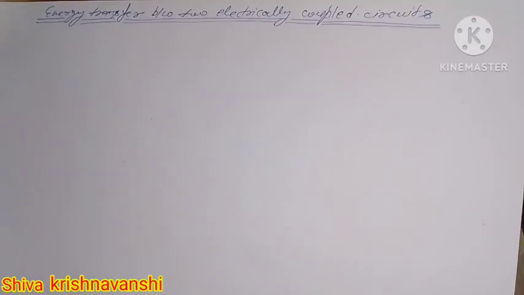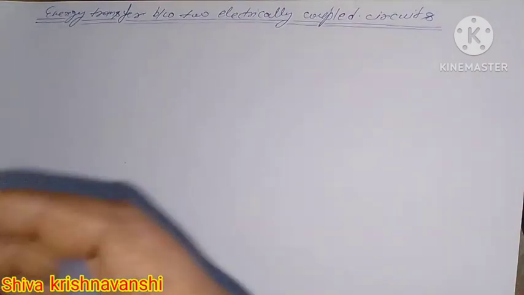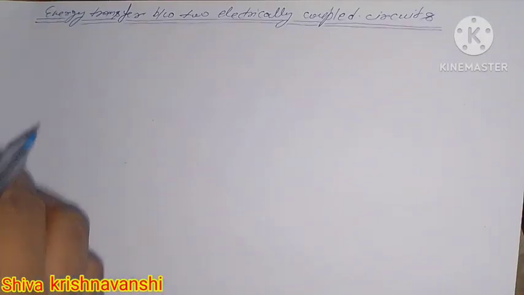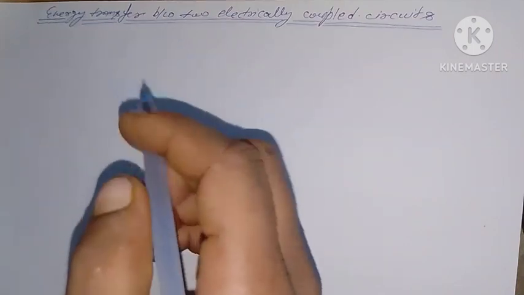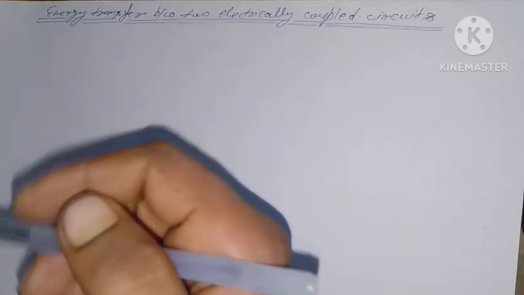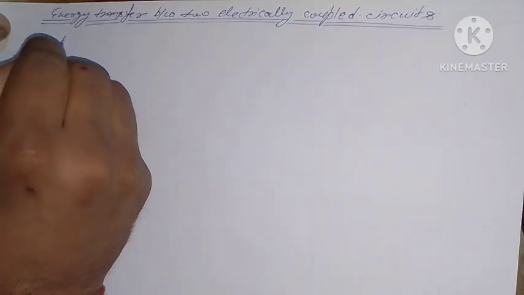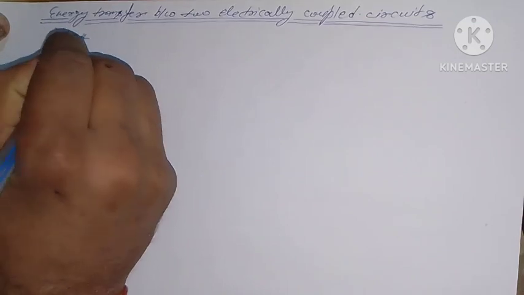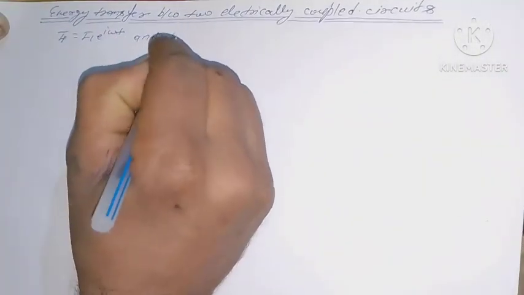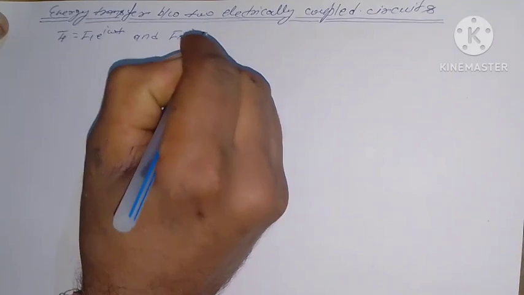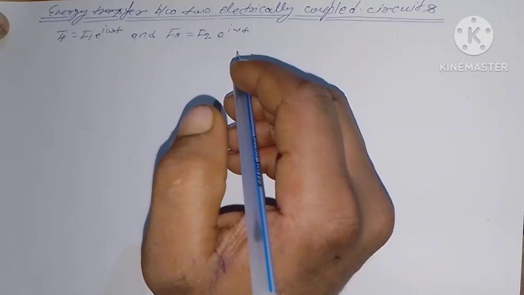Energy transfer between two electrically coupled circuits. To consider the energy transfer between two inductively coupled circuits as shown in this figure, we can use the previous figure from the previous lecture. Let the two circuits be made to oscillate with the frequency omega, and let IP equal to I1 e to the power i omega t and IS equal to I2 e to the power i omega t be the current in the two circuits respectively.